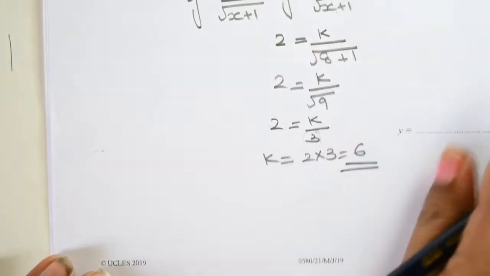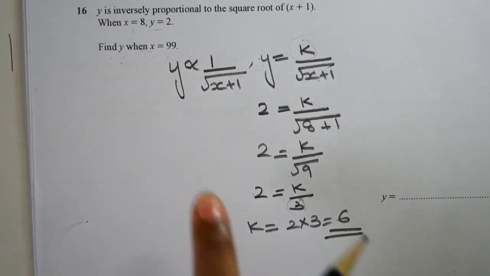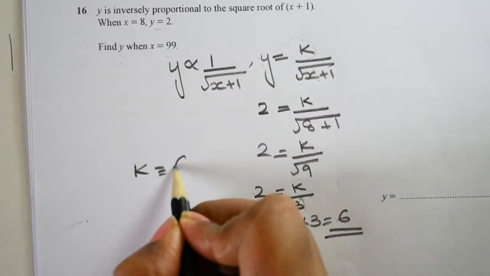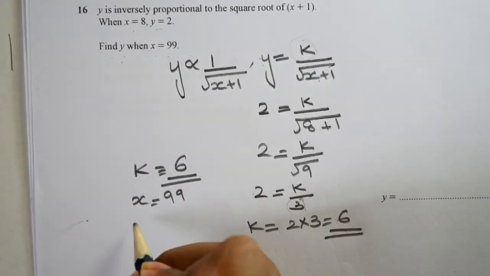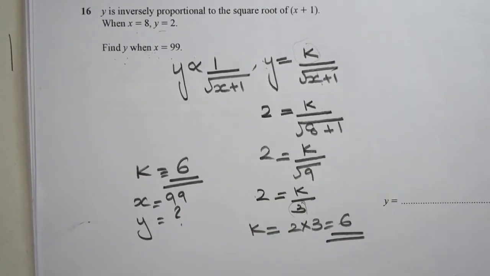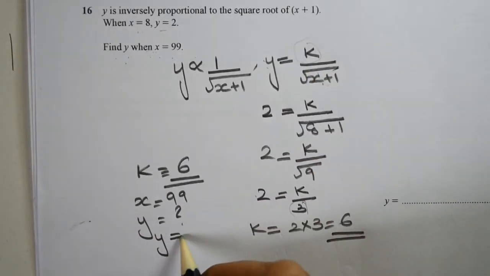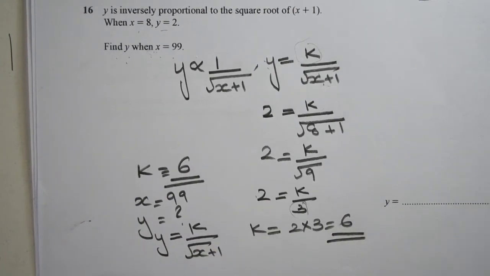Find y when x is equal to 99. Okay, first we got the value of k using this x and y, right? So write k is equal to 6. Next, x is equal to 99. Have to find out the value of y, question mark. So use the general equation, the first equation. So y is equal to k divided by root of x plus 1. What is y? I don't know. I have to find out the value.